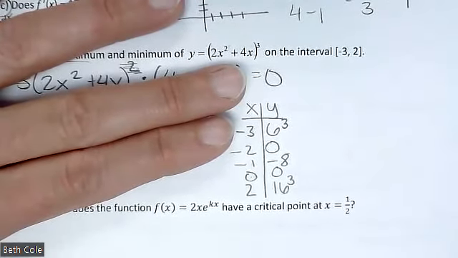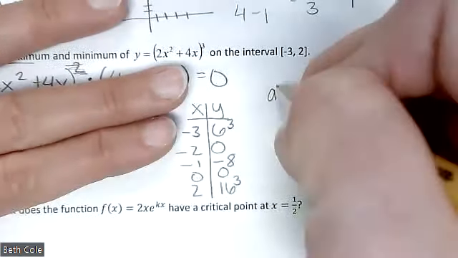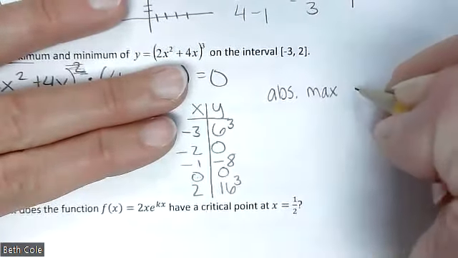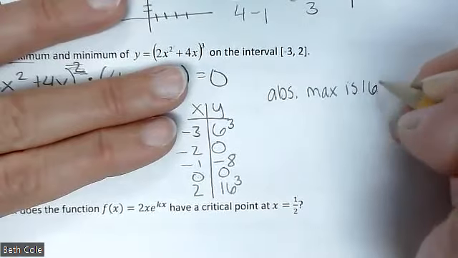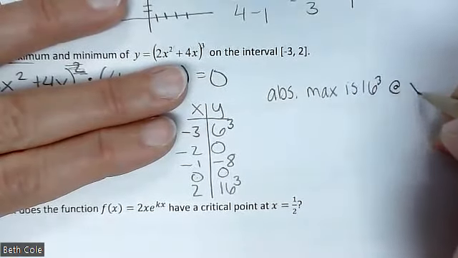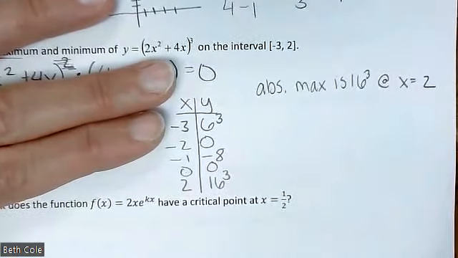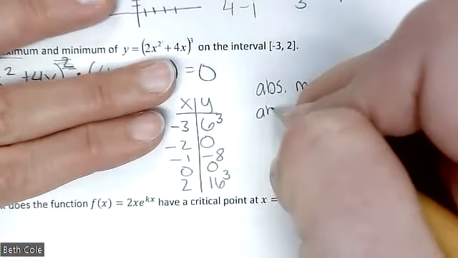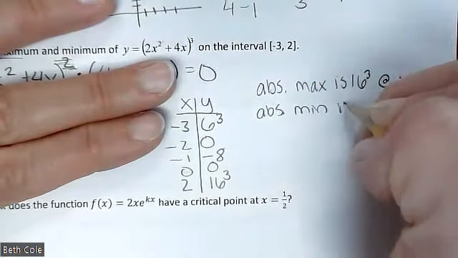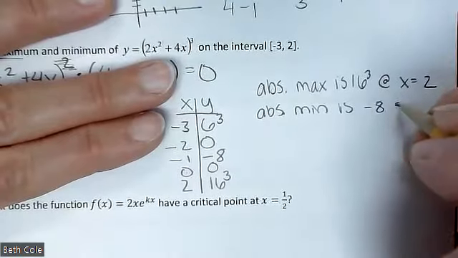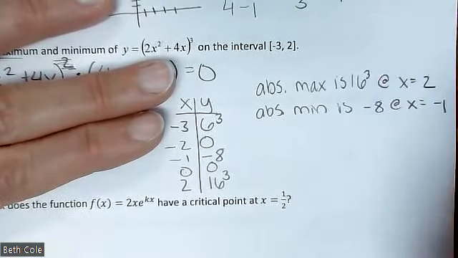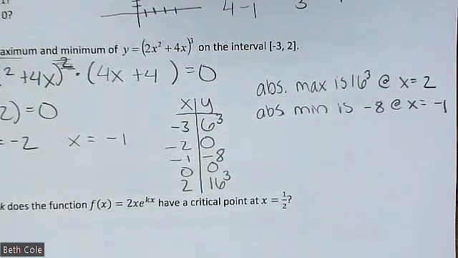A large number. All right, so what's the absolute maximum? Yeah, absolute maximum is 16 cubed, whatever that is, at x equals 2. And then what's the smallest number we got? Negative 8, good. At x equals negative 1. It'll be multiple choice, but if you had to justify, the justification is the table.